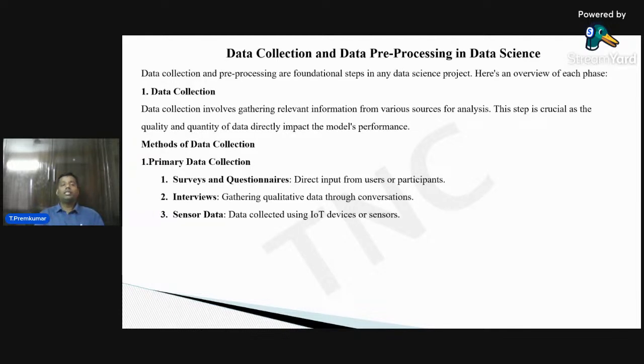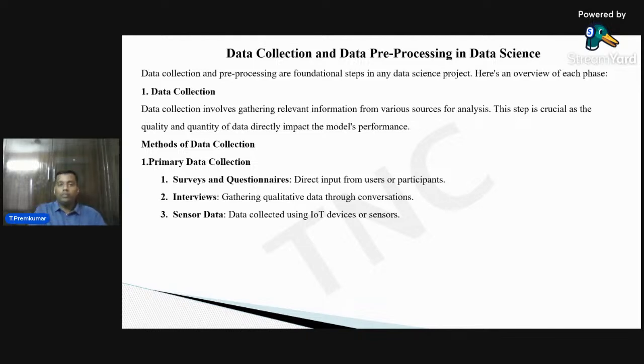And the next one is data collection and data pre-processing in data science. Data collection and pre-processing are fundamental steps in any data science project. Here is an overview of each case. When you take the data collection process, data collection involves gathering relevant information from various sources for analysis. This is crucial, as it directly affects the quality as well as the quantity of the data.